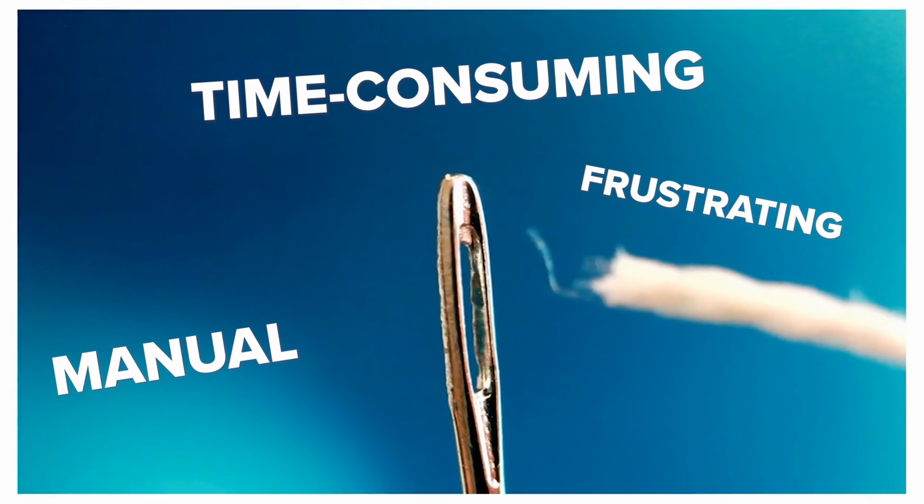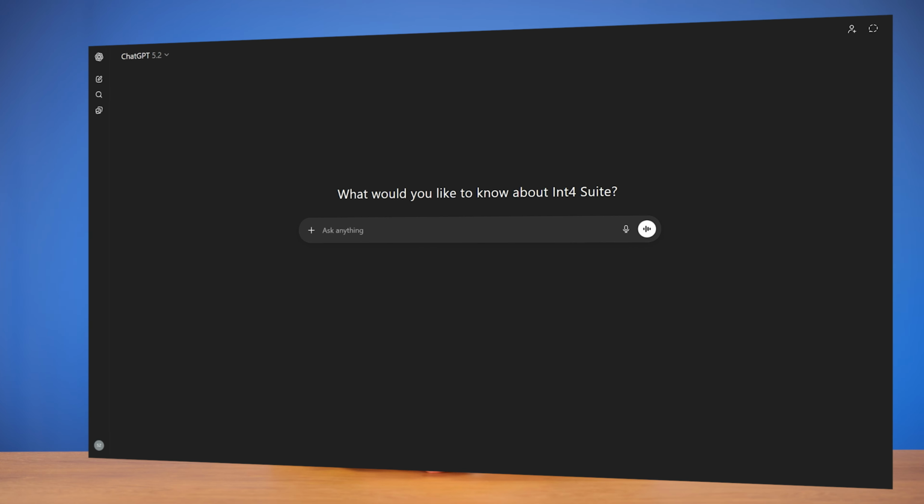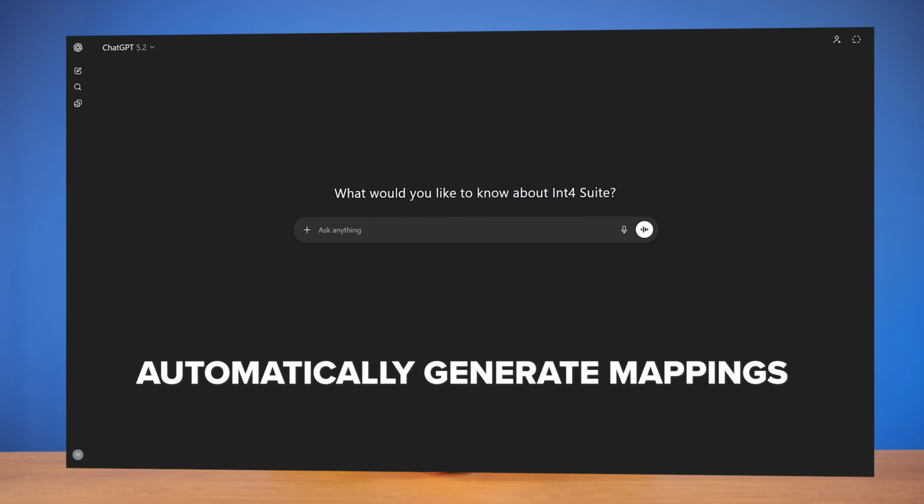Traditionally, developing mapping in integration platforms like SAP Integration Suite has been a manual, time-consuming process that requires a lot of extensive rework. With Generative TDD, by utilizing AI models such as ChatGPT, we can automatically generate mappings.